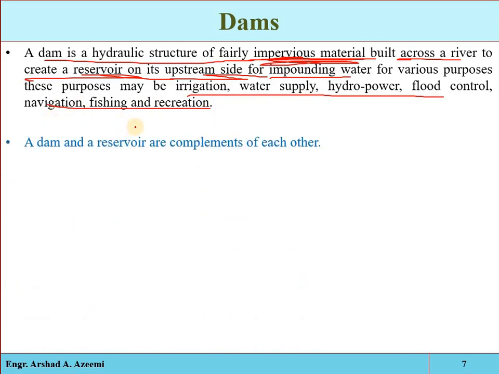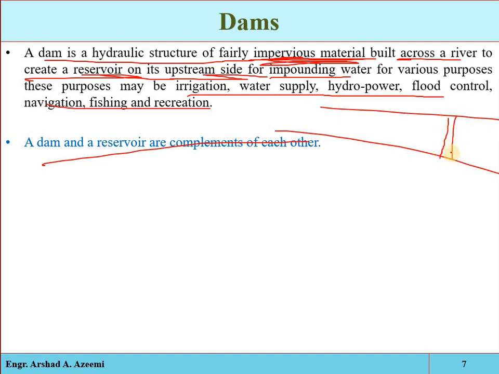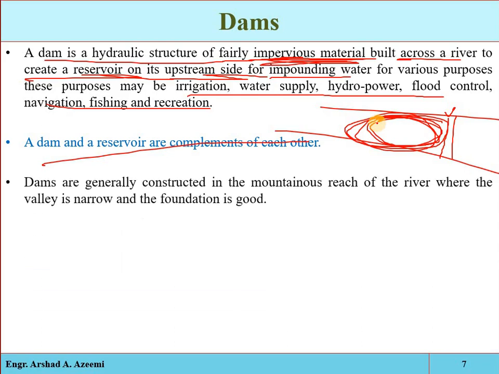And see, dam and reservoir are complements of each other. If we have a river, and we construct a barrier across the river, that is a dam, and due to that barrier the water will be impounded, a type of artificial lake will be formed at the upstream side, which is called the reservoir. Okay, and dams are generally constructed in the mountainous reach of the river, where the valley is narrow and the foundation is good. Now remember, see where the dam will be constructed.